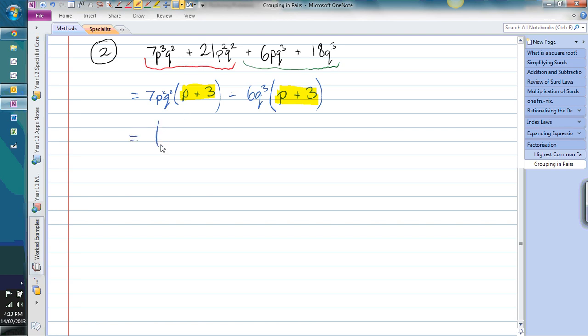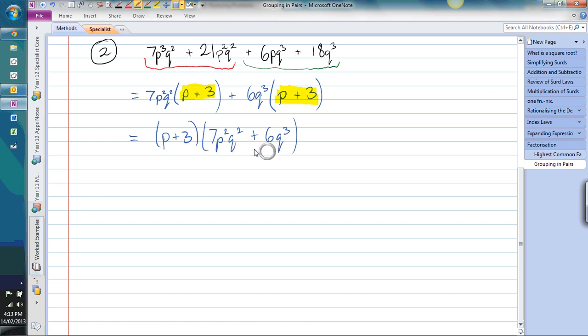So I'm going to factorize that out the front, and I'm left with 7p squared q squared plus 6q cubed. Now, I've completed the grouping in pairs. However, some of you might have noticed that there's actually something that I forgot to do.